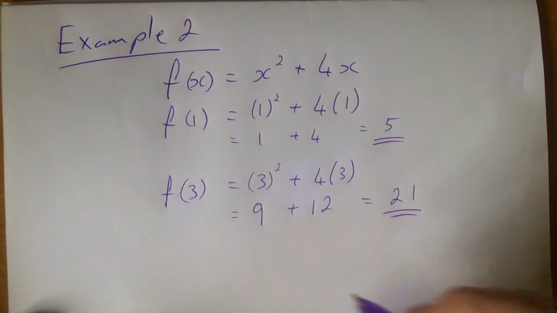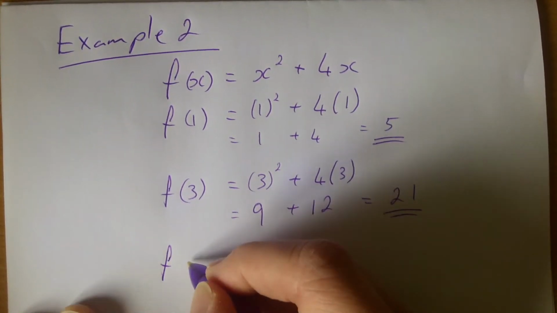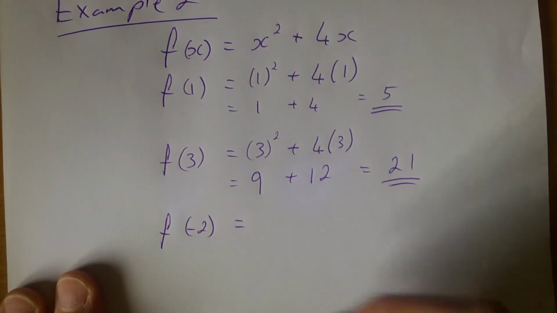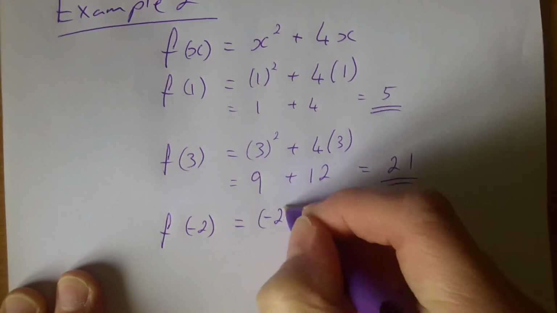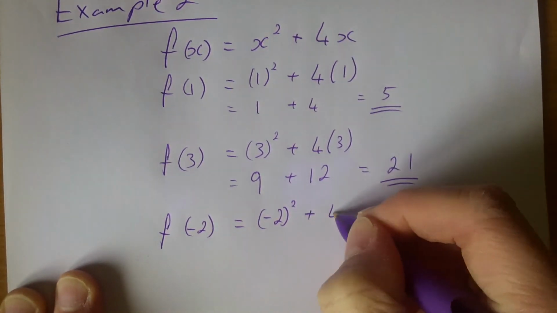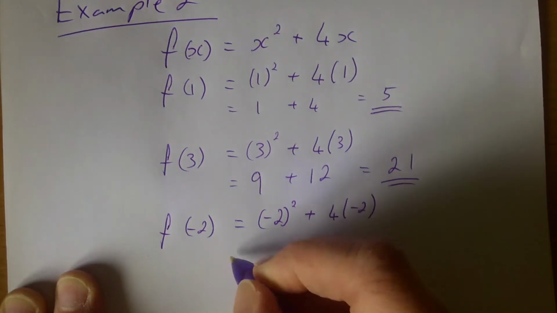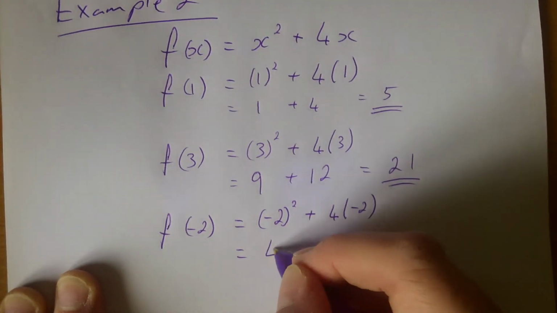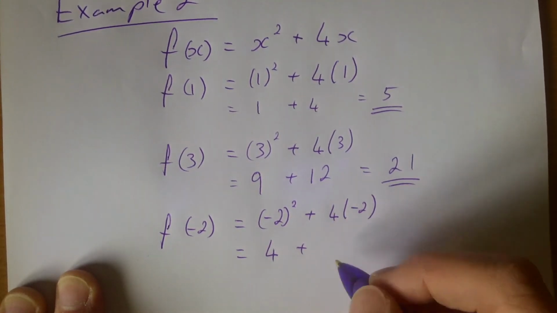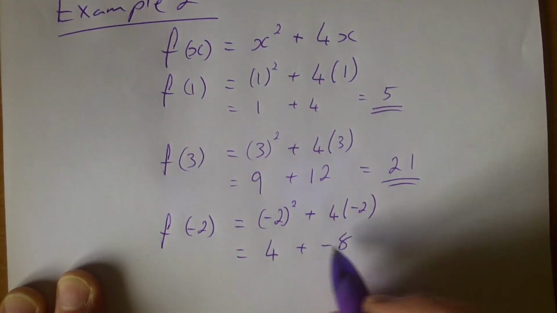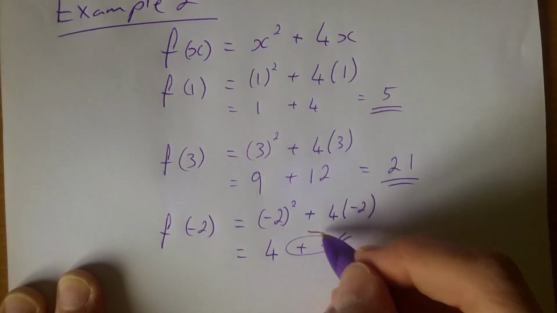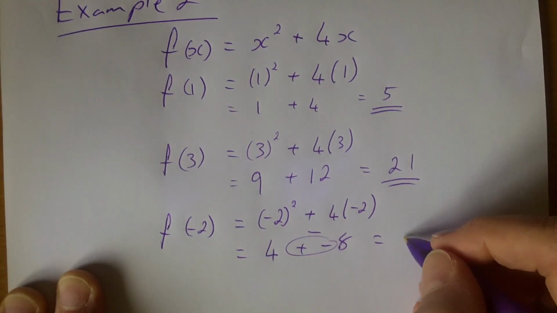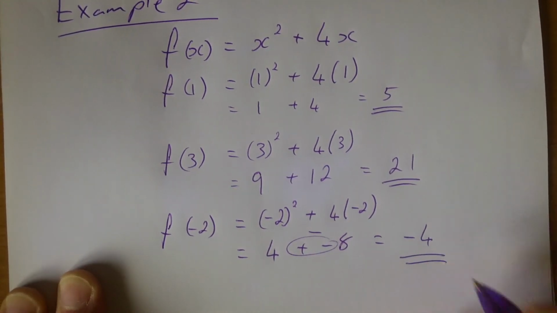Okay, and we'll just try a negative number as well. So let's do f of negative 2. So negative 2 squared plus 4 times negative 2. Negative 2 squared is negative 2 times negative 2, so that's positive 4. And then add on 4 times negative 2, which is negative 8. Adding a negative is the same as subtract, so that's 4 take away 8, and 4 take away 8 takes us down to negative 4.